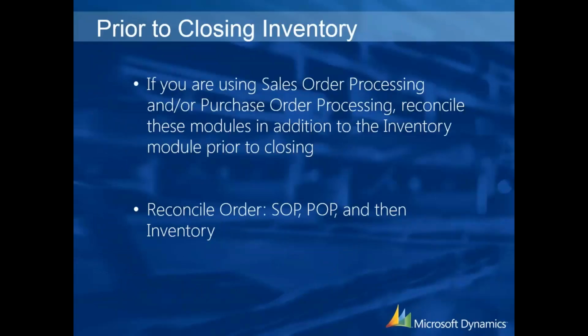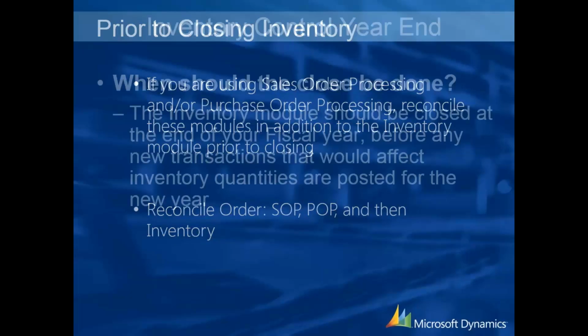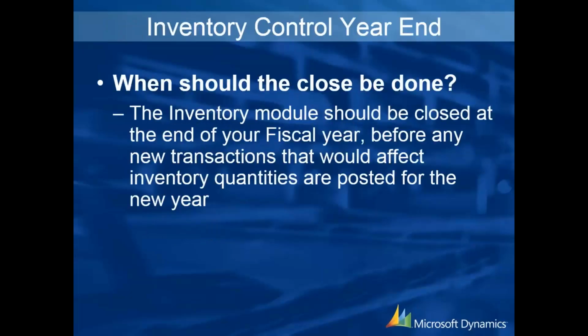Something to note: prior to closing the inventory module, it is highly recommended that we run reconcile on sales order processing, purchase order processing, and then the inventory modules. So, SOP, POP, then inventory. The reconcile is found under the utilities section of those windows.